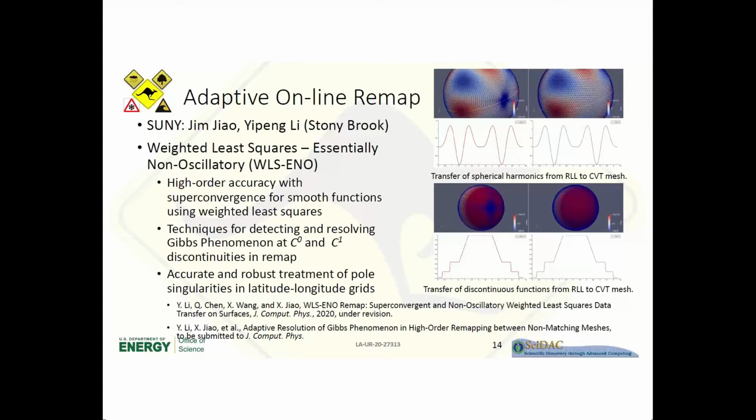One is called weighted least squares, essentially non-oscillatory. These are basically schemes that can adapt based on properties of the field. So there are online adjustable remaps that look at properties of the field and can adjust the order of interpolation based on those properties. It's particularly advantageous for fields that change in time and for fields that have strong discontinuities. So we're exploring those.